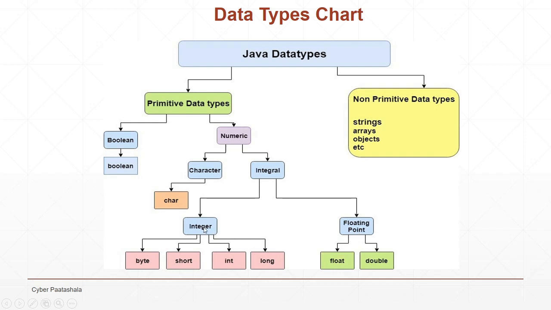Under integer we have byte, short, int and long. These are the four different types of integer variables we have, and under floating point type we have two types of variables, float and double. Based on our requirement we can use any type of variable. Under non-primitive data types we have strings, arrays, objects, classes, interfaces. These are some of the custom defined non-primitive data types.